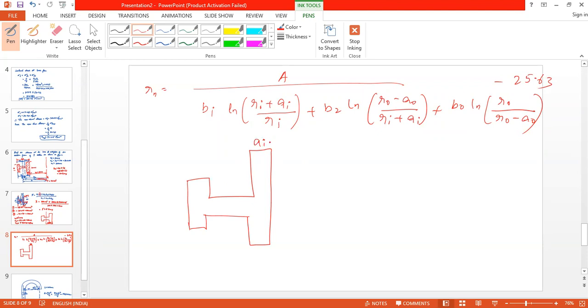Now I will tell you which are the dimensions. This is A1, 10 mm. This is A naught, again 10 mm. This is b1, that is 100 mm, and this is b naught, 60 mm. And this is b2, that is 10 mm. And you know the values of Ri and R naught. So what is Rn?